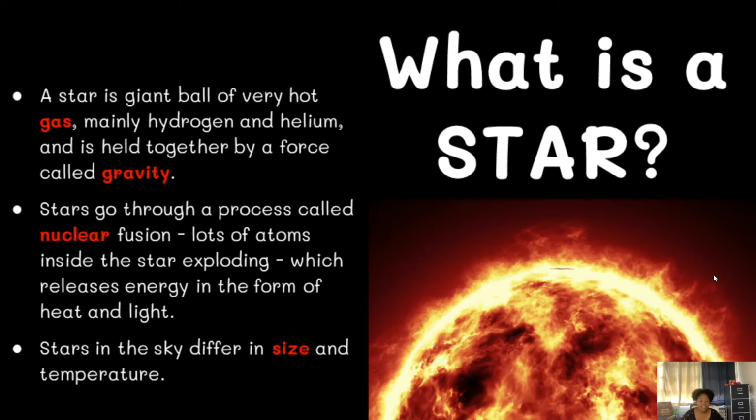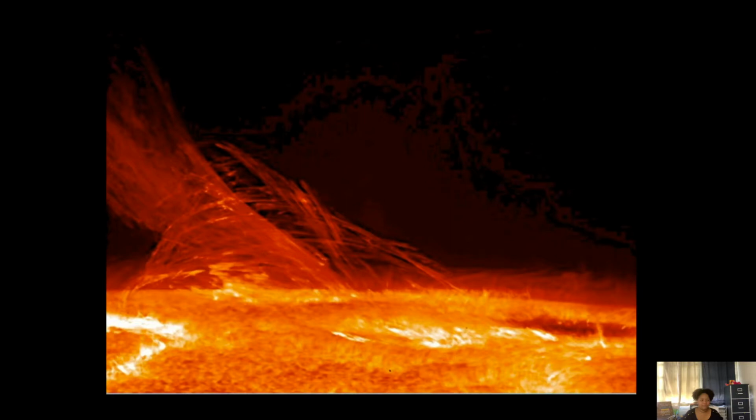Stars in the sky differ in size and temperature. Although when we look into the night sky, it sometimes seems like they're all pretty much the same size, that's not the case. They are all very, very different, kind of like a snowflake. They're all unique. And here is a picture of a star up close and personal. So even though we see beautiful, pretty, dainty, twinkling stars in the sky, if you were to get up close, which hopefully you wouldn't, this is how they would look. Really scary.